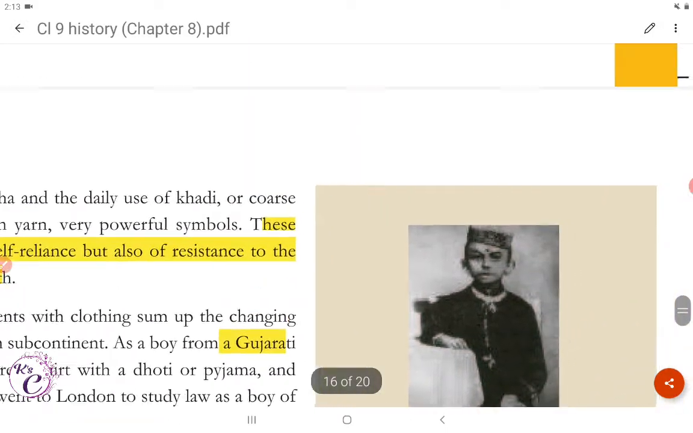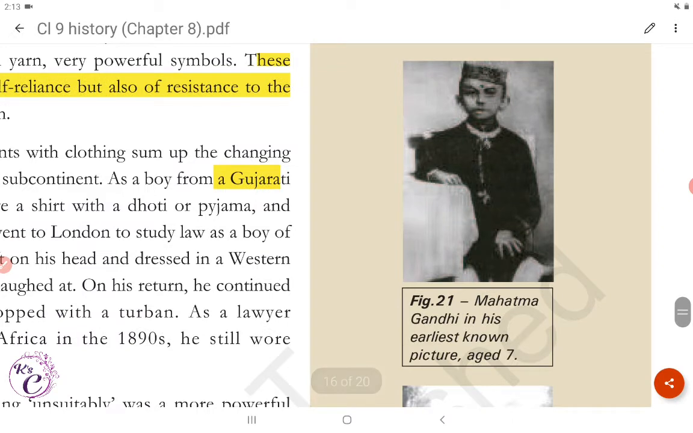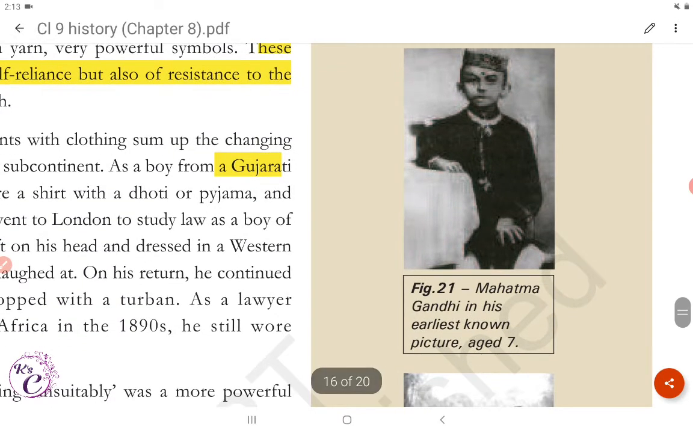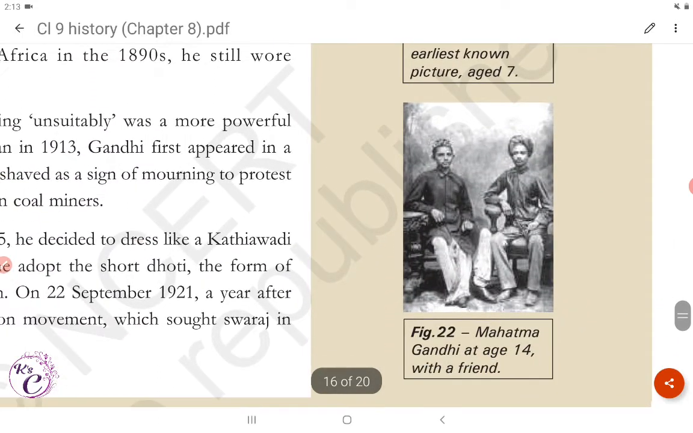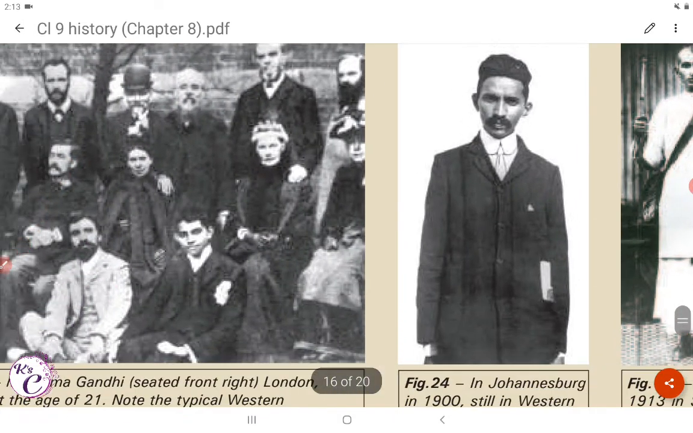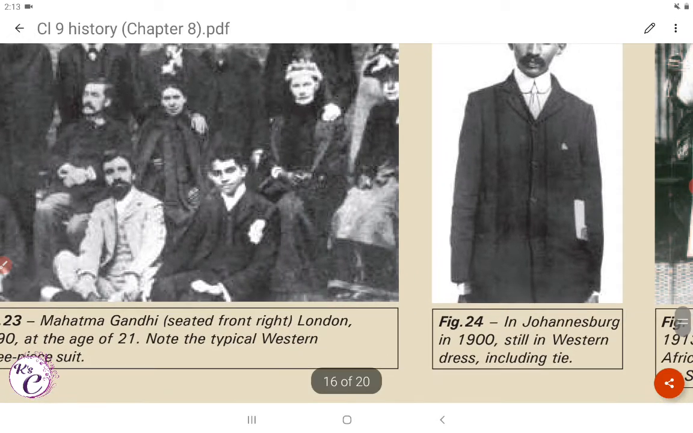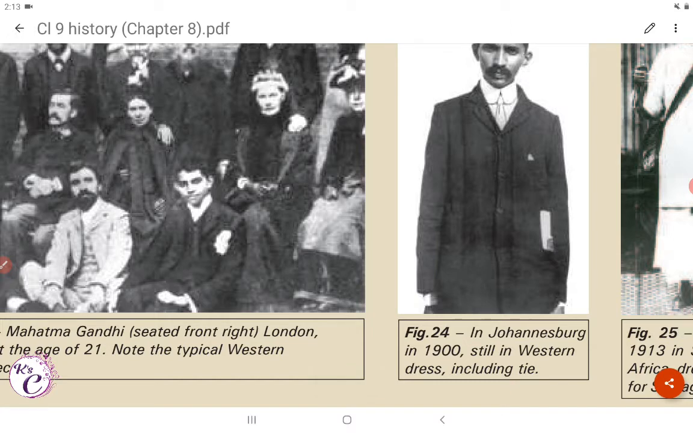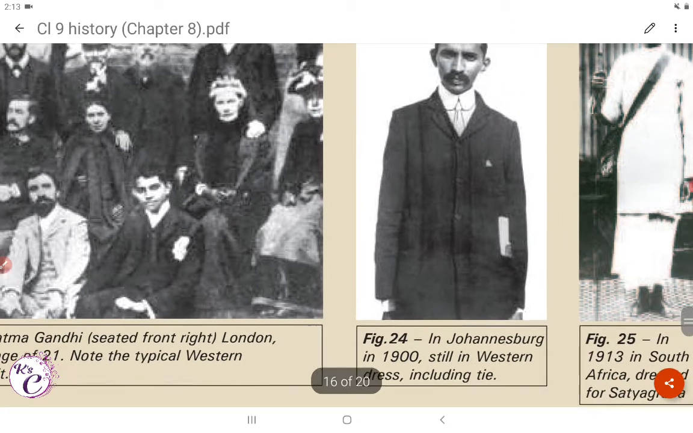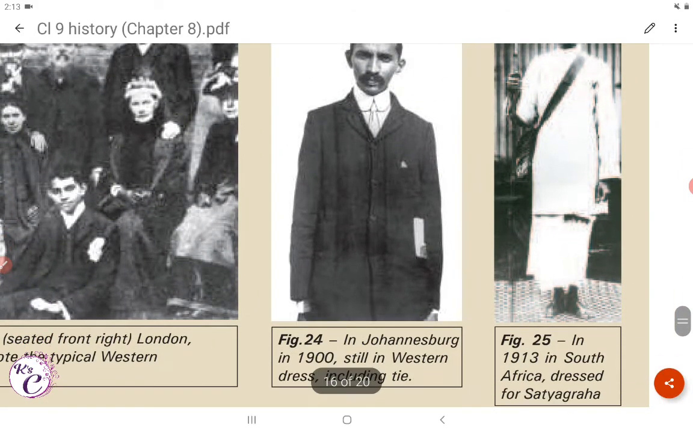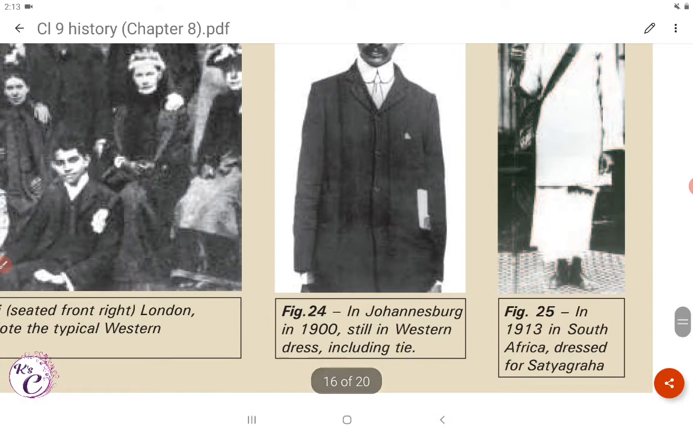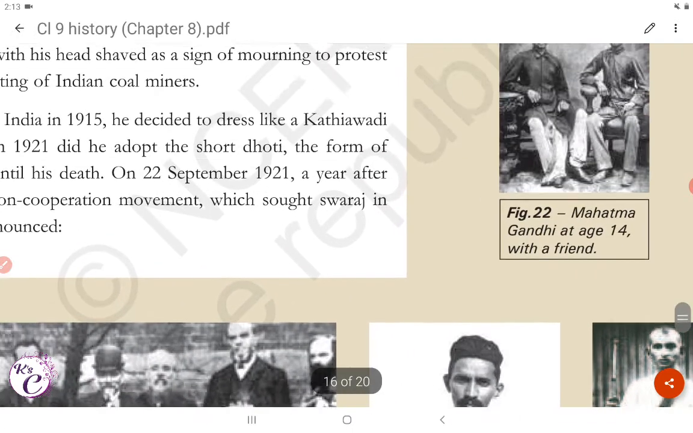So we have some images of Mahatma Gandhi. Figure 21, Mahatma Gandhi in his earliest known picture, aged 7. Figure 22, Mahatma Gandhi at age 14 with a friend. Figure 23, Mahatma Gandhi seated from right, London, 1890, at the age of 21, not the typical Western three-piece suit. Figure 24, in Johannesburg in 1900, still in Western dress, including tie. Figure 25, in 1913 in South Africa, dressed for Satyagraha. So he changed his dress.